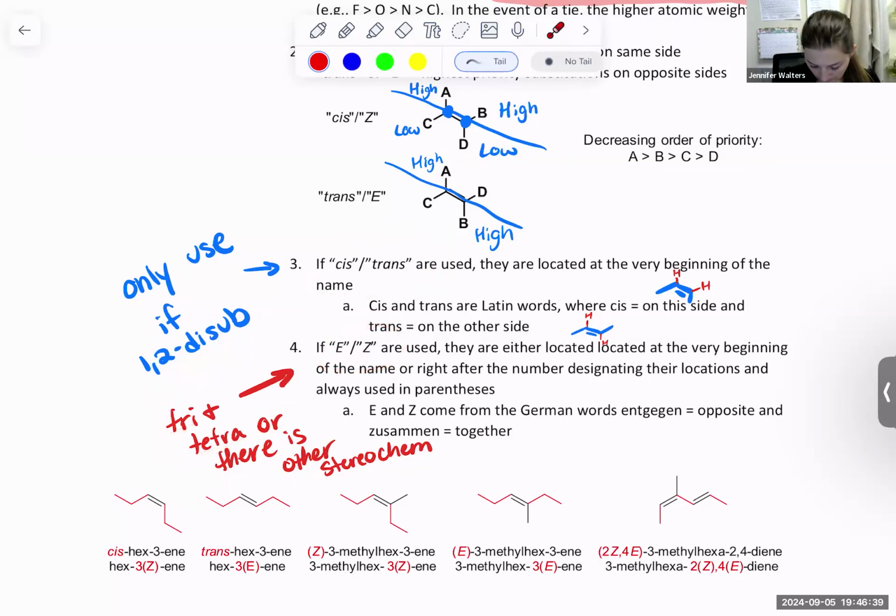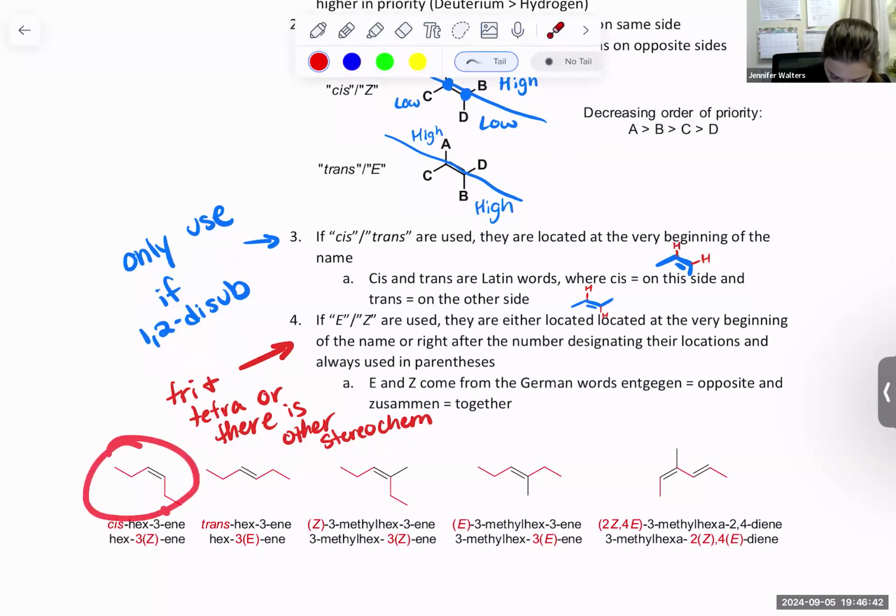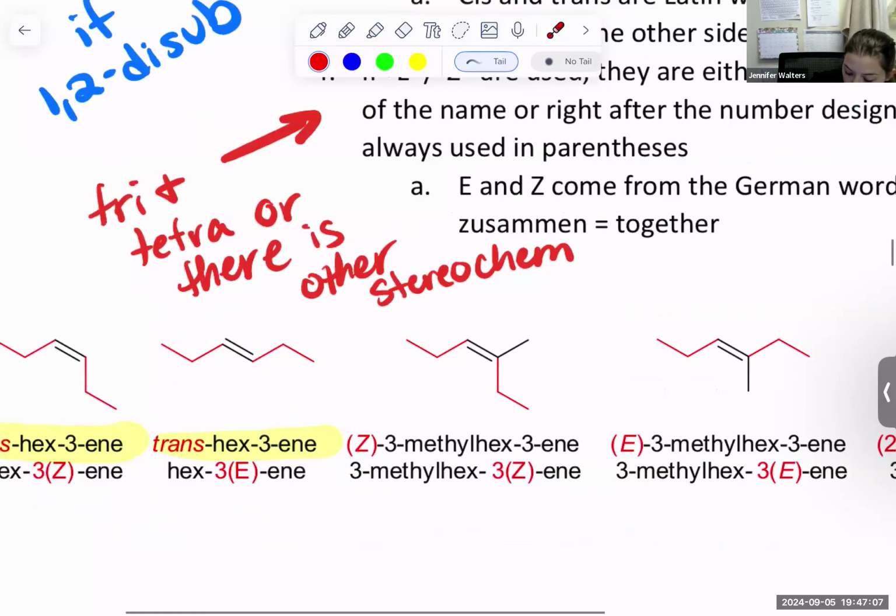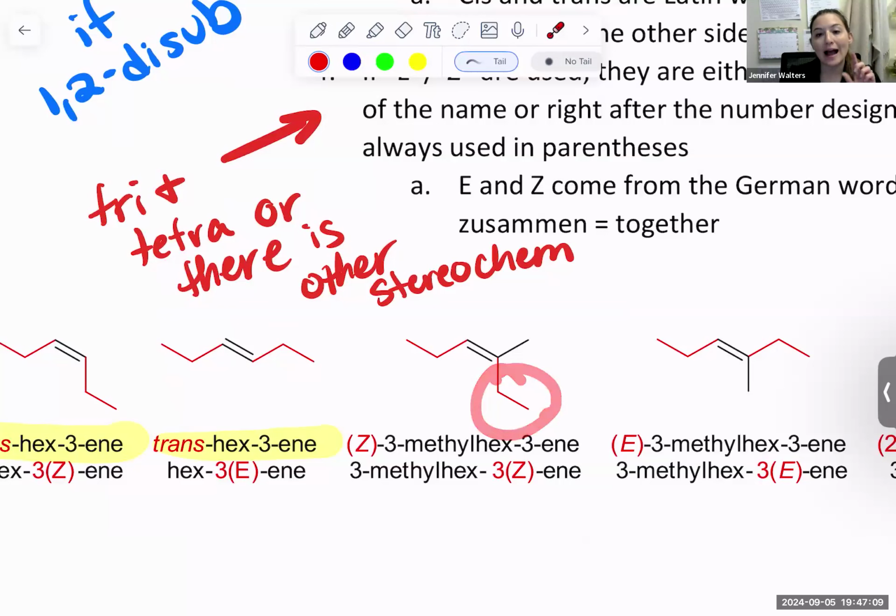So looking at this, this is a cis hex-3-ene. This is a trans hex-3-ene because I'm looking at the higher priority groups and they're on opposite sides. This is 1,2 disubstituted because I have one and exactly one hydrogen on each side of the double bond. This is tri-substituted because now I have 3 groups. And the reason that this group is higher in priority is because you must go atom by atom until you find a difference in your atomic number.